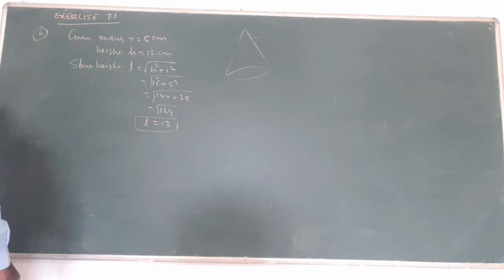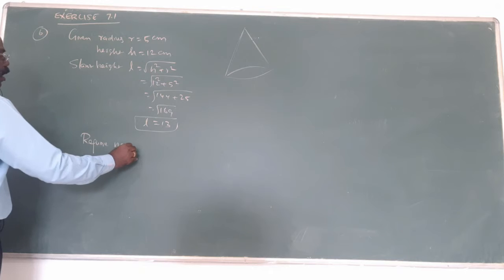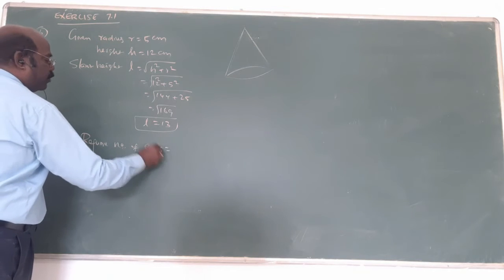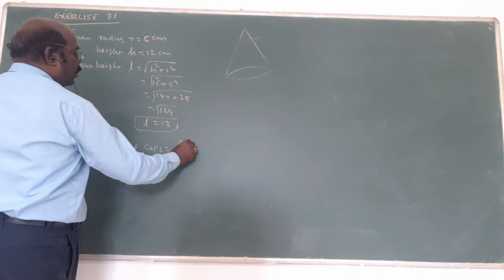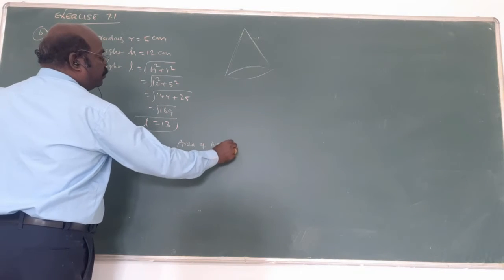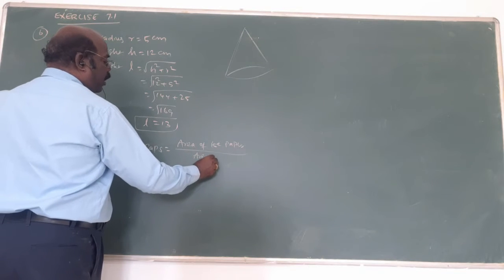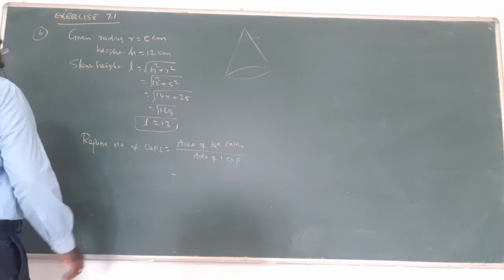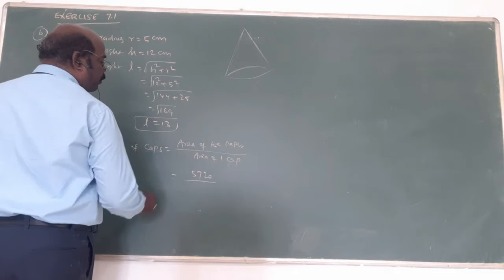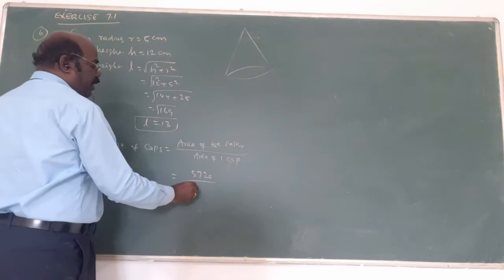Now what is being asked is the required number of caps. Number of caps is equal to the area of the paper divided by the area of one cap. The area of the paper is already given in the question: 5720 centimeter square. The cap is in the form of a cone, so the surface area is what?